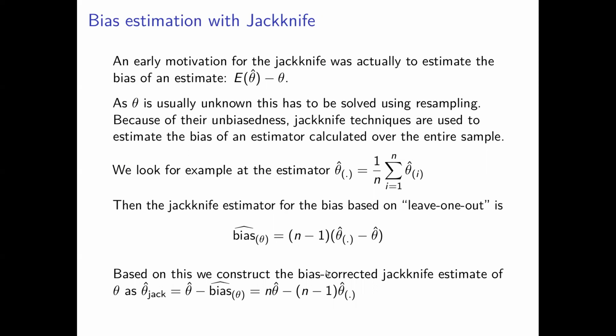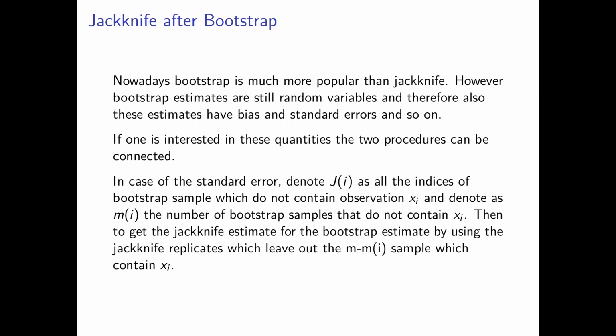We multiply by n minus 1, as this is what we are otherwise dividing by. In this way, taking the estimator we have, subtracting this bias estimator, we get a bias corrected version of the jackknife estimate. And this is what we are talking about when we have bias correction, also for Bootstrap samples. So jackknife after Bootstrap will be the magical words here. This is very popular to combine the two methods.